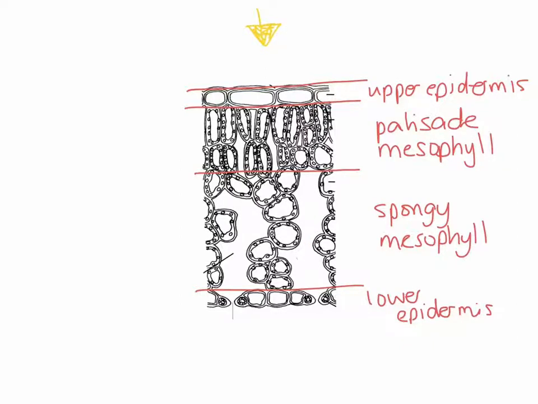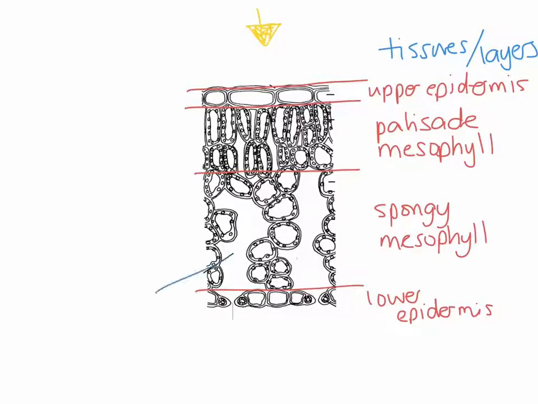So the spongy mesophyll has lots of big air spaces. On the right hand side here, we've labelled the tissue layer, so I'm just going to write that at the top. Tissues, or sometimes you're asked to label the layers. And we can label some of the other bits and pieces that we've got here. So I'm going to do them in a different colour.